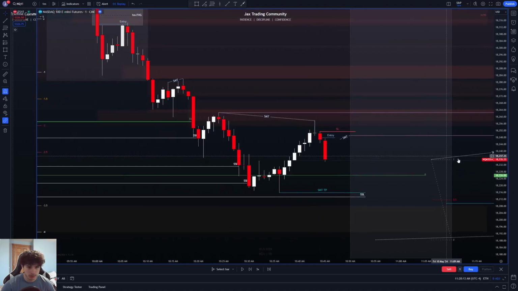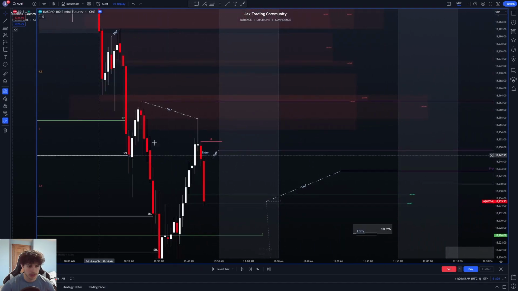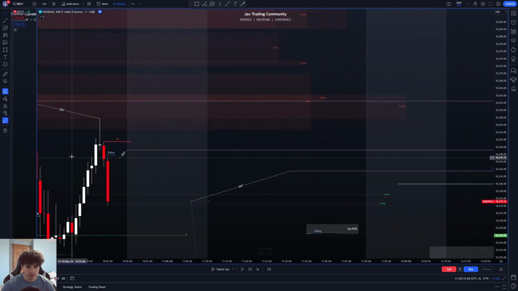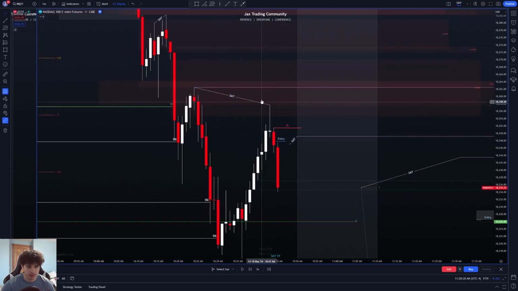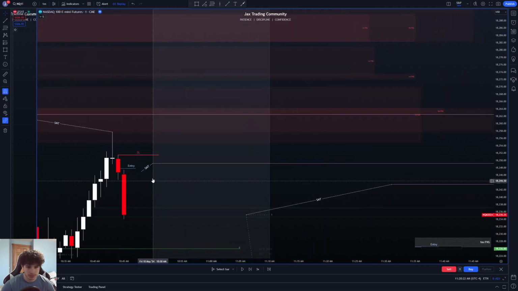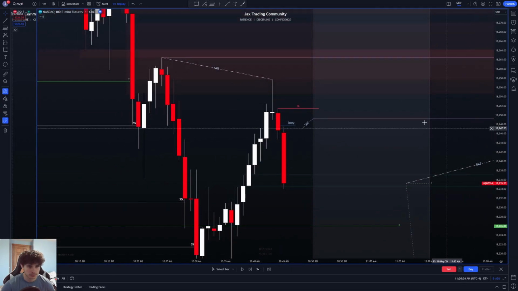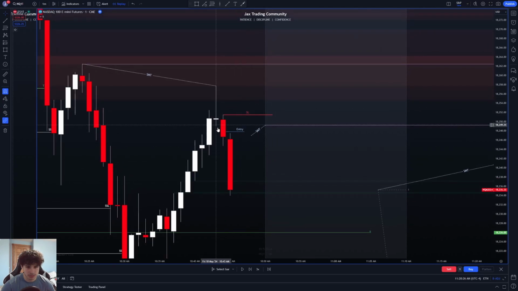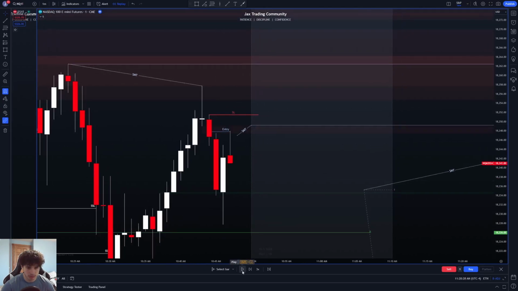This could be another little small entry just because we tap this 15-minute, right? Reject off of it, come back up, retap the 15-minute, create an SMT, displacement down after the SMT. Here's a 1 minute fair value gap. This could be a little turtle soup entry.